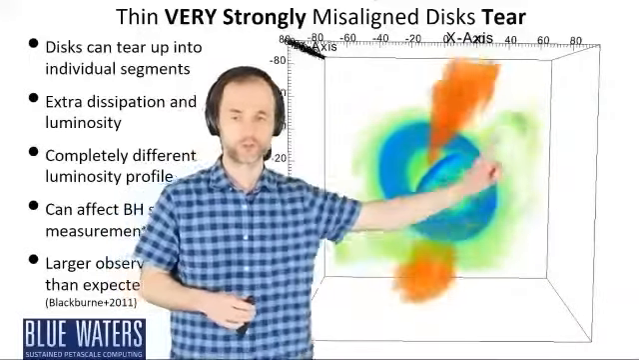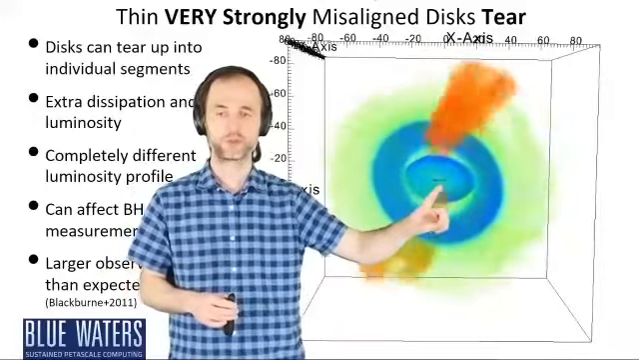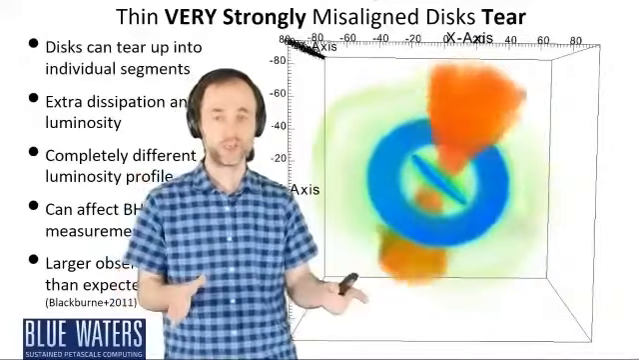Eventually, we have 4 disks: the original one that was destroyed, this one, and the one at the center that just aligned. So we see the Bardeen-Petterson effect over here. So this is really fascinating.